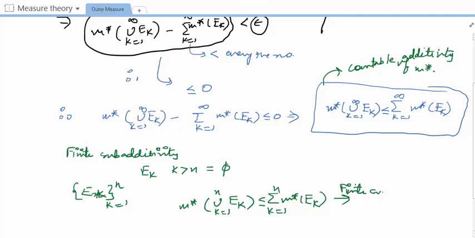Okay, so in this way we prove the two properties of m star. In the next video we prove the third property of m star.